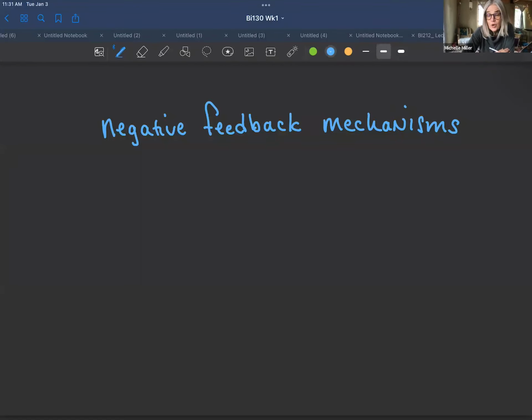In order to maintain homeostasis, we have negative feedback mechanisms. So you need to be able to understand why it is called negative feedback. And you also need to be able to give me an example, as well as understand the components of the feedback mechanism. So we can talk about what is referred to as the stimulus.